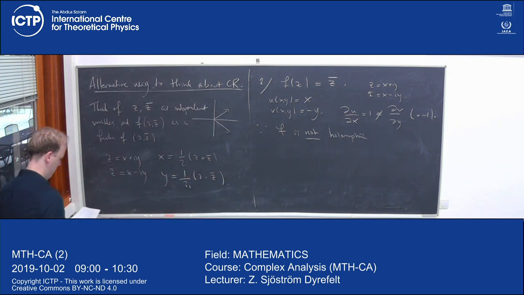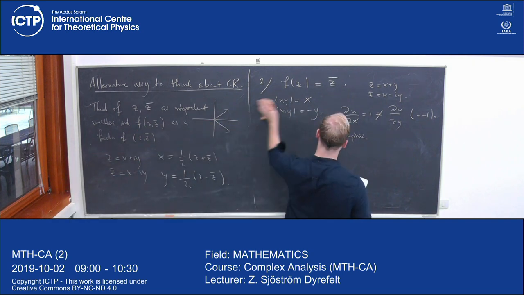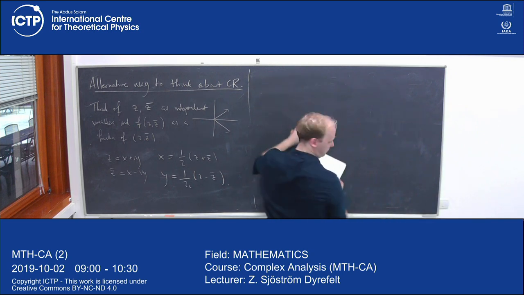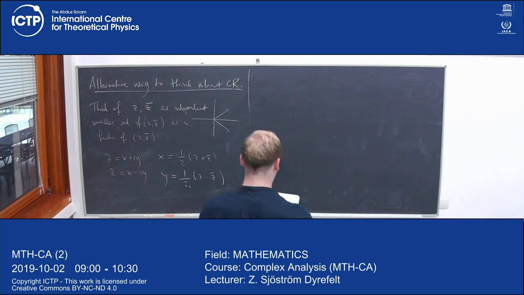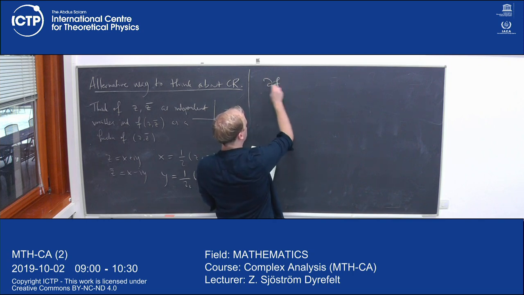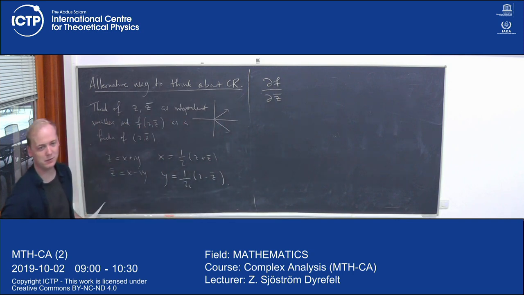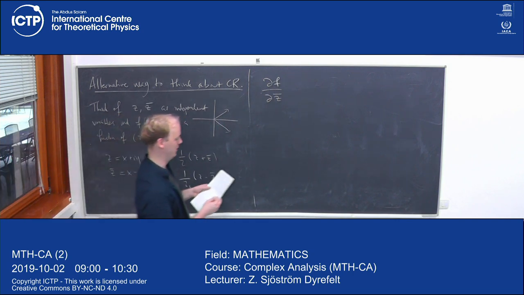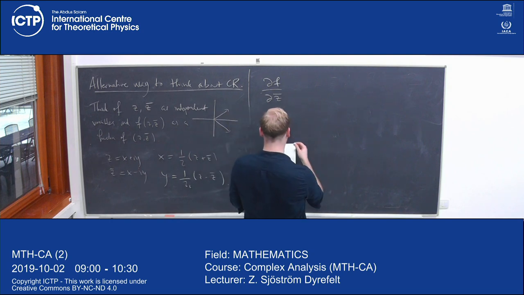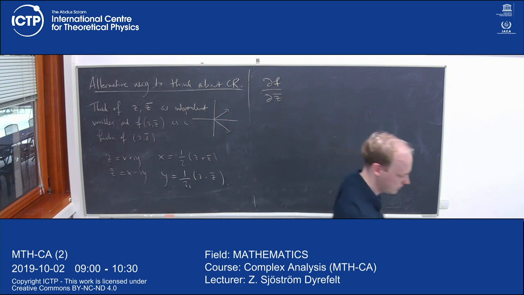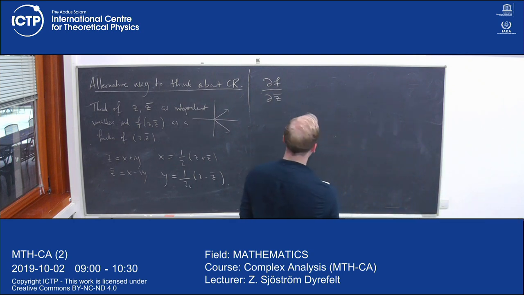And now, by a sort of chain rule, consider a partial derivative in z bar. So what is the partial derivative in z bar? Let me write what this is. Actually, I want to explain where this comes from. So think of the chain rule. Let me put this in orange because it's a little parenthesis.